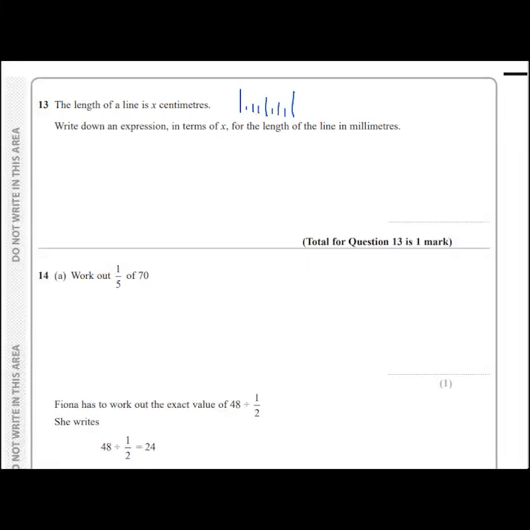And if we count up these lines, we'll see that there's 10 lines. So this big jump here is a centimetre, which will be marked on your ruler. And then a smaller line here. These are millimetres. So there are 10 millimetres in a centimetre. So 1 centimetre is equal to 10 millimetres.